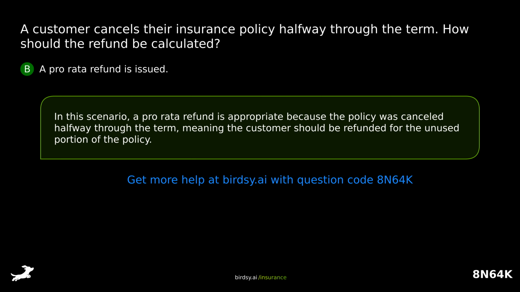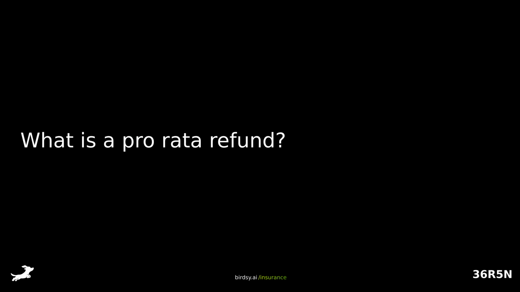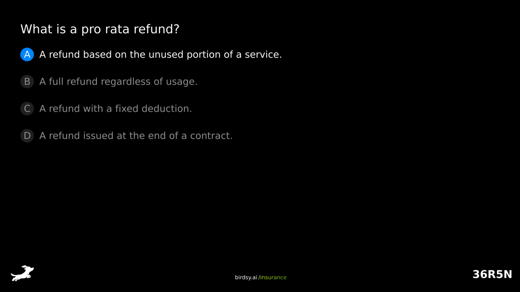In this scenario, a pro rata refund is appropriate because the policy was canceled halfway through the term, meaning the customer should be refunded for the unused portion of the policy. What is a pro rata refund? Is it A, a refund based on the unused portion of a service, B, a full refund regardless of usage, C, a refund with a fixed deduction, or D, a refund issued at the end of a contract? The answer is A, a refund based on the unused portion of a service.